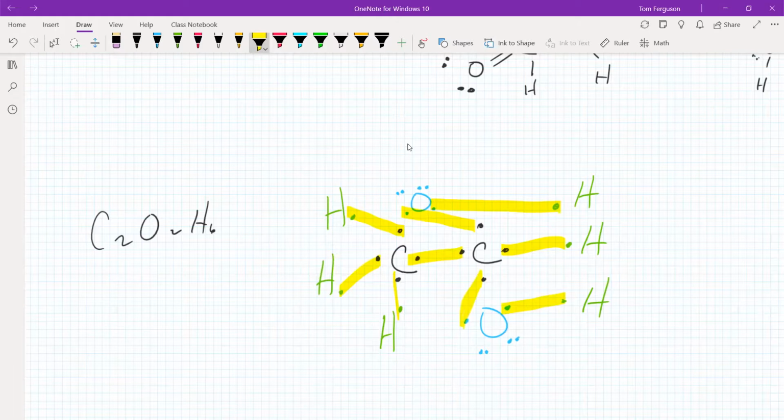Okay, so how are we doing? Is everything hooked up with at least one bond? Yes. Everything has one bond. We didn't leave anything out. We don't have any singletons left over.